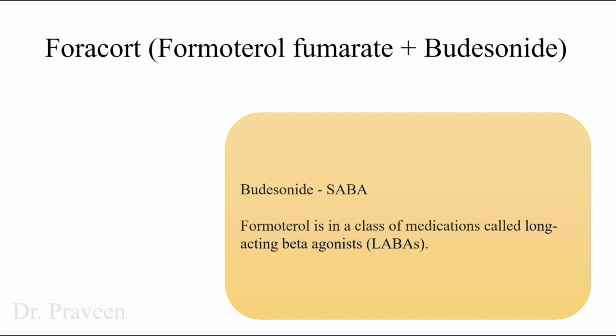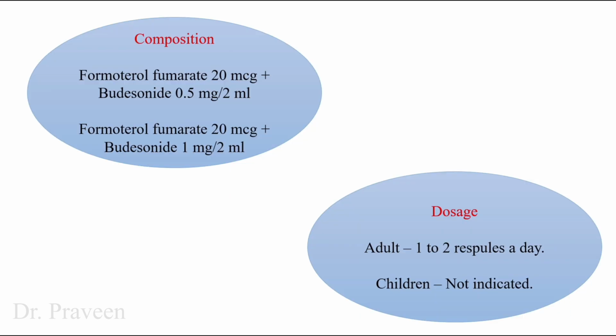Budesonide is a SABA, that is a short acting beta adrenergic agonist. Formoterol is a long acting one. Formoterol is a class of medication called long acting beta agonist. So it's a combination of a short acting one, for the immediate action, and formoterol, for the long acting, that is a maintenance dosage. So the initiating dosage, that is the loading dosage, as well as the maintenance dosage. The combination of that is the Foracort.